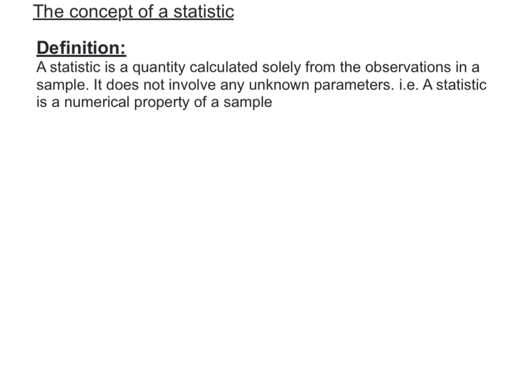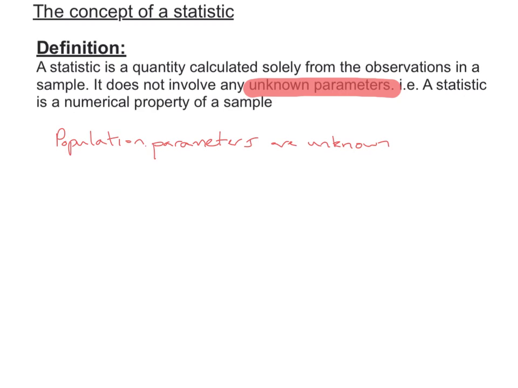So we need to firstly know what unknown parameters are, because these are mentioned in the definition here. It doesn't involve any unknown parameters. So let's have a look at what these are. Well, they are population parameters. So population parameters are unknown, and these include measures such as the population mean, which is given as mu, or the population variance, which is given as sigma squared. Indeed, the standard deviation, which is just sigma, is also a population parameter. So those are unknowns.